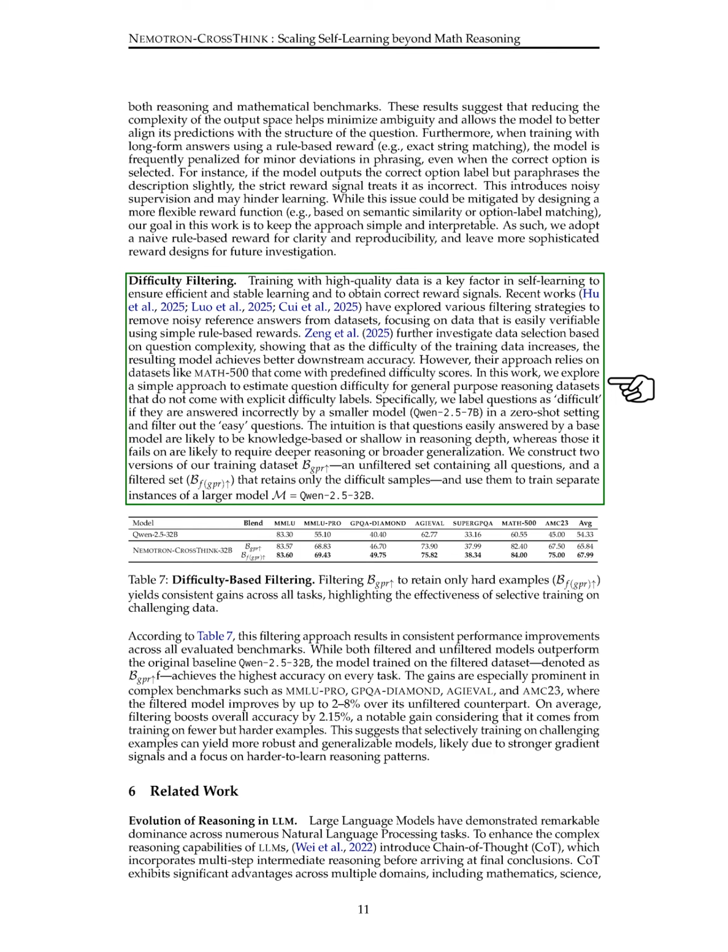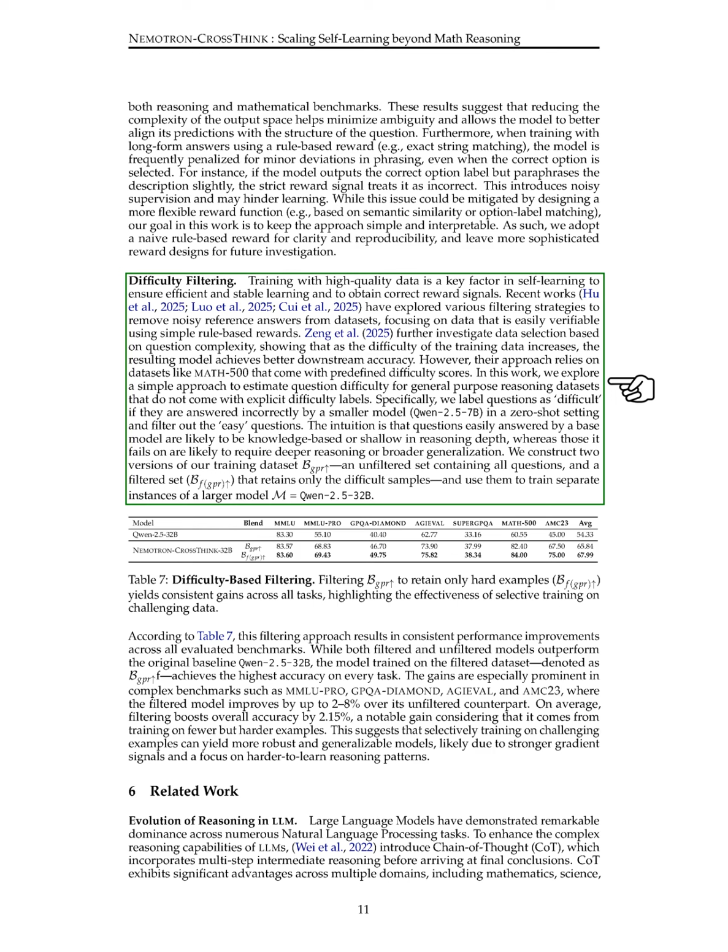However, previous methods often depend on datasets with predefined difficulty scores, like Math-500. We propose a straightforward way to estimate question difficulty for general reasoning datasets that lack explicit labels. We classify questions as difficult if a smaller model, Qwen-2.5-7B, answers them incorrectly in a zero-shot context, filtering out the easy ones. Our reasoning is that questions easily solved by a basic model are likely to require only surface-level knowledge, while those it struggles with demand deeper reasoning or broader generalization.